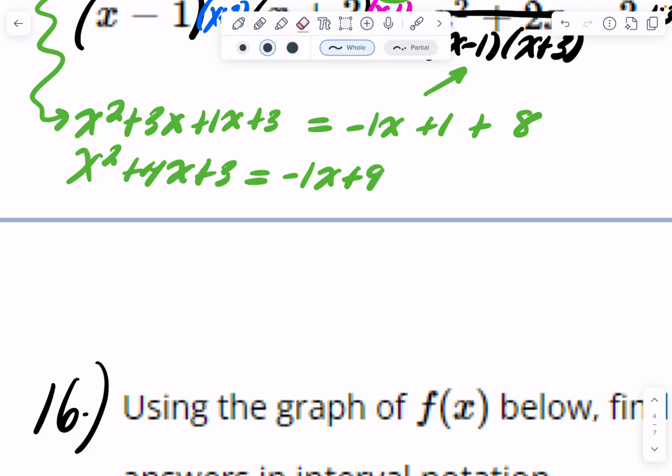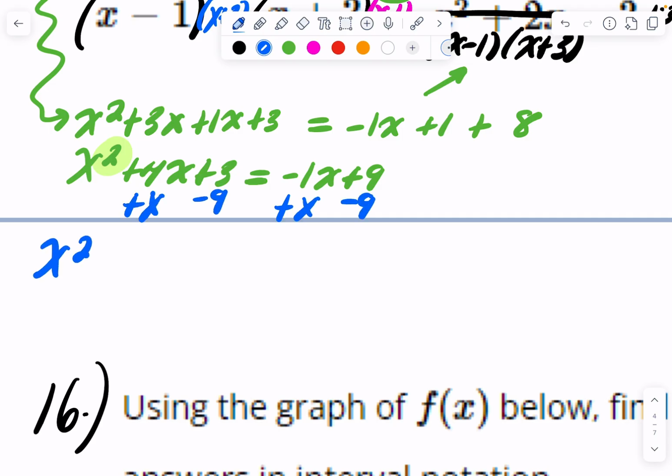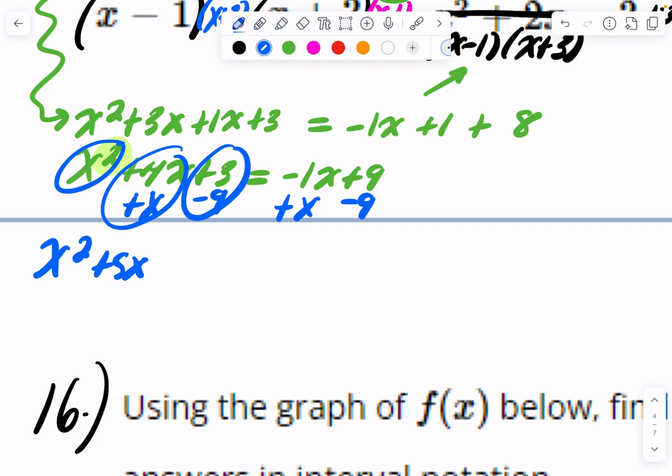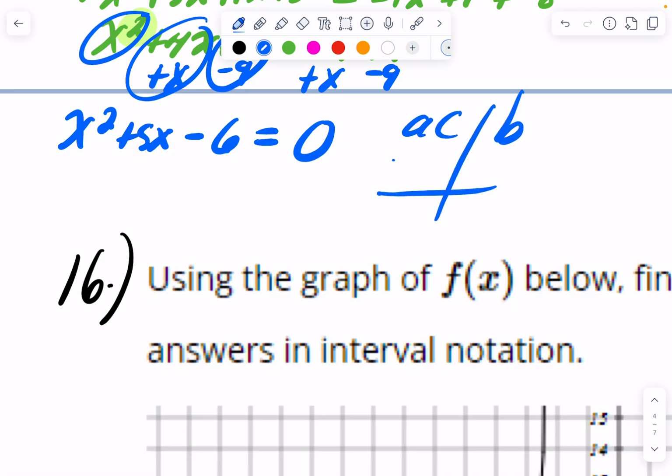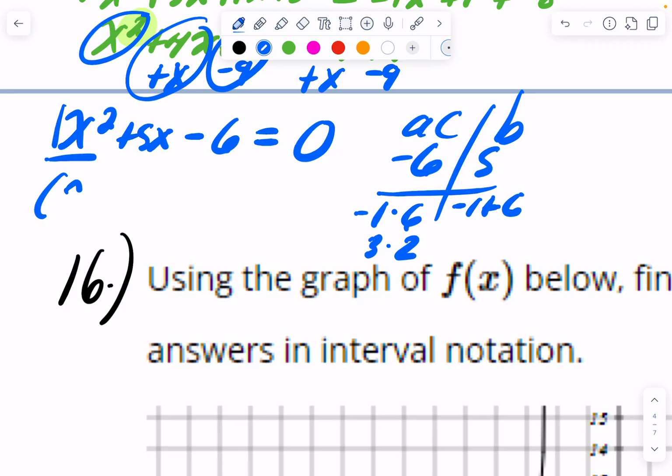It is a quadratic equation, and a quadratic we always get set equal to 0. So I'm going to add x, subtract 9. So we have x squared plus 5x minus 6 equals 0. We're then going to factor: a times c adds up to be b. What multiplies to be negative 6 adds up to be 5. 1 times 6, 3 times 2. Looks like negative 1 plus 6 is the one. It quick factors to be x minus 1 and x plus 6.